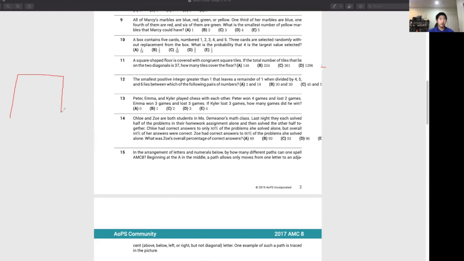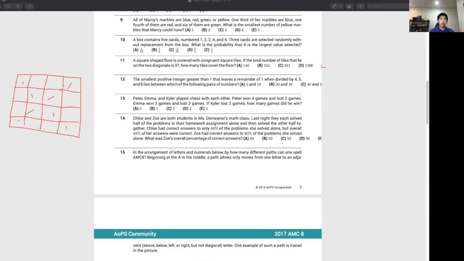Let's think about a square-shaped floor and how many tiles lie on the diagonal. For example, if we had a 3 by 3, then we would have 5 tiles on the diagonal here. If instead we had a 4 by 4, extending this, then we would have 8 tiles on the diagonal. 1, 2, 3, 4, 5, 6, 7, 8.